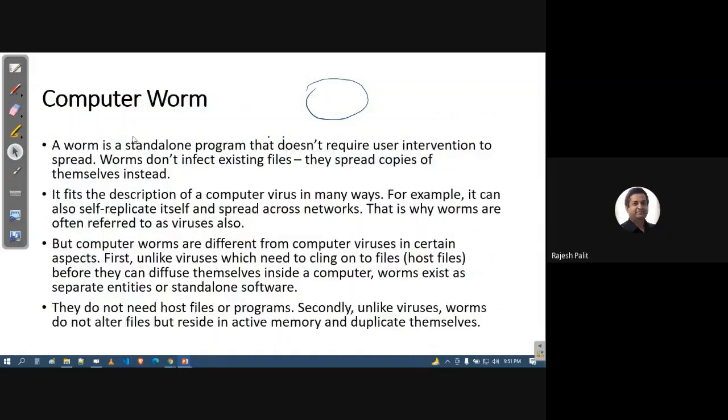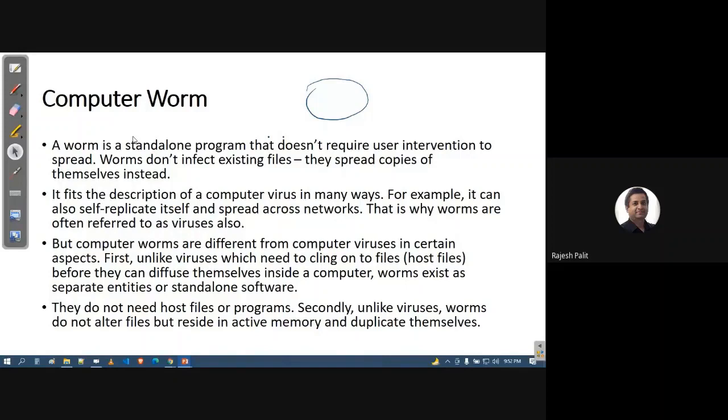Okay. Now the worm. What is a computer worm and what is the difference between a worm and a virus? A virus has to be attached to an existing file. It does not have an independent identity, it cannot execute independently, and it cannot exist independently. But a worm is a standalone program that does not require any user intervention to spread, and worms do not infect existing files.